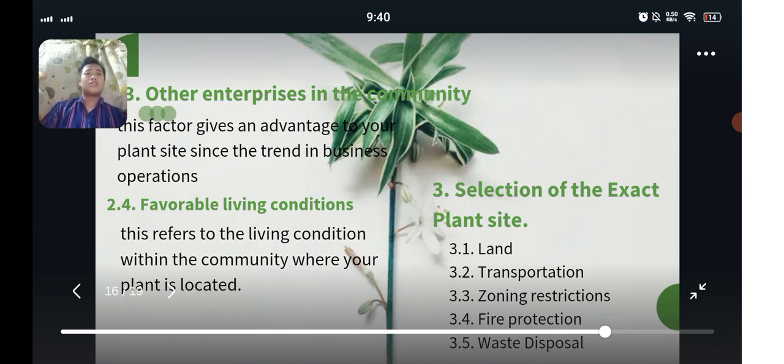The last one refers to the favorable living conditions. This refers to the living conditions within the community where your plant is located. This factor benefits your plant site because the current trend in business operation calls for business to business partnerships, and businesses close to the area where your plant site is located will grant you those partnerships. Through this partnership, some costs such as production and transportation will be eliminated.